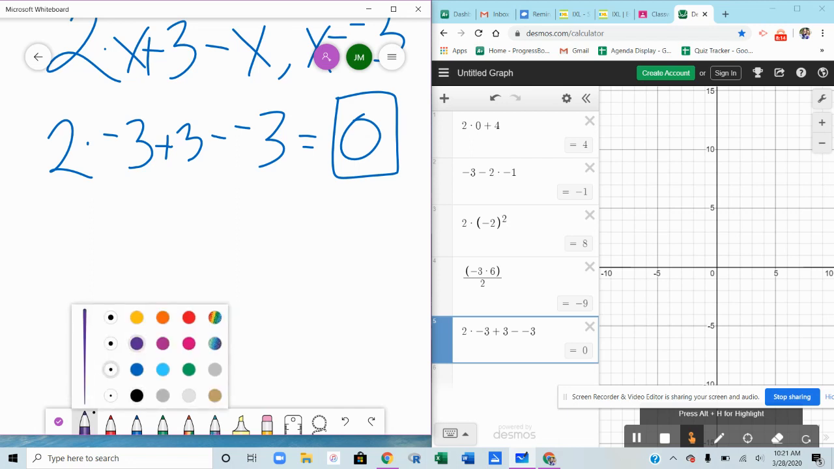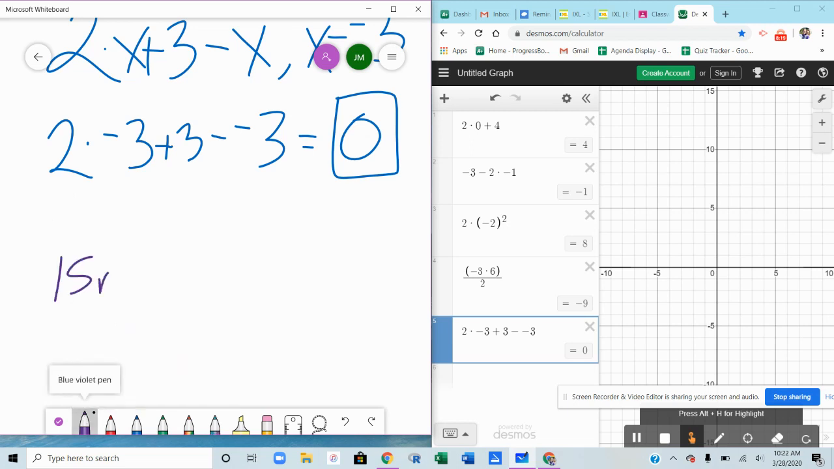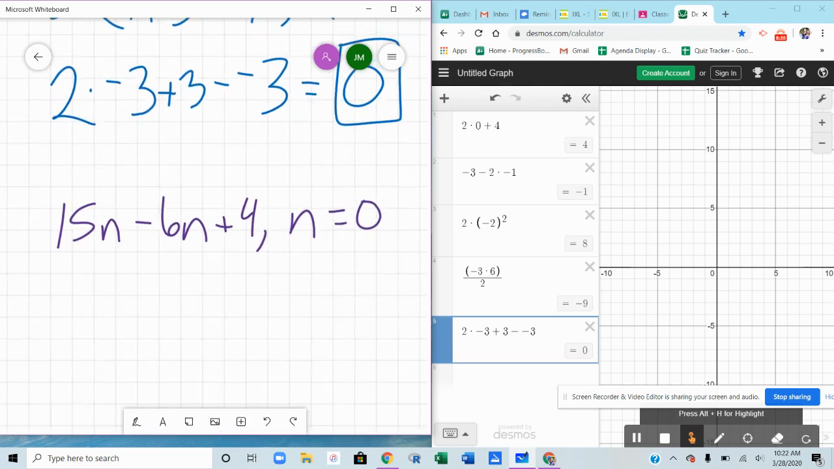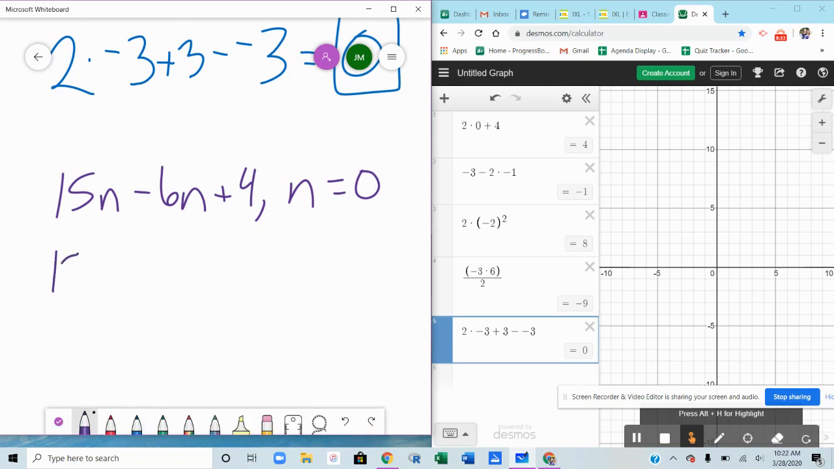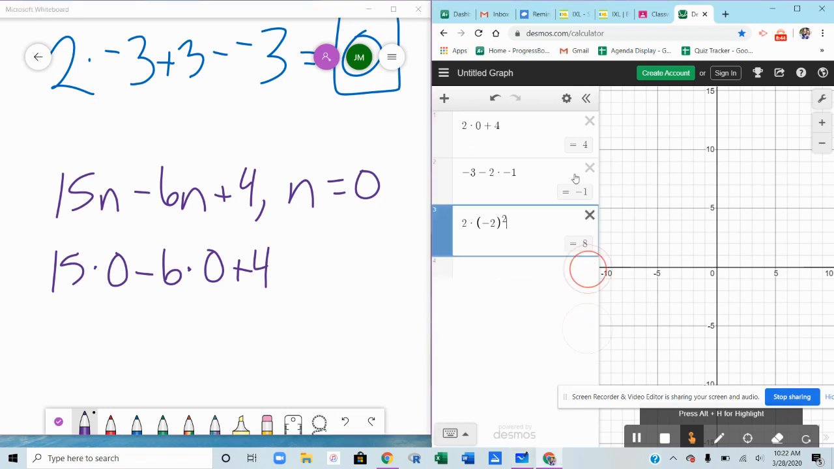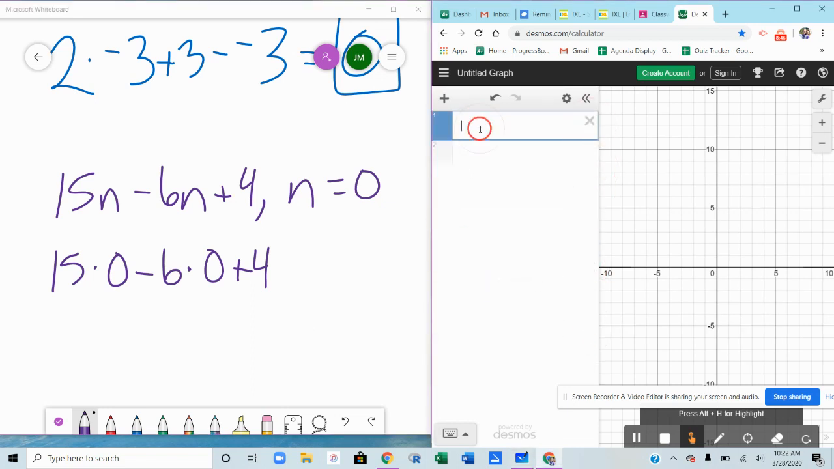Our next one, let's go, 15n minus 6n plus 4, and n equals 0. Okay, so hopefully you're starting to get the hang of this. You plug in your n value, so we've got 15, our imaginary times sign, 0, minus 6, our imaginary times sign, 0, plus 4. You can type it into Desmos or in your calculator. 15 times 0 minus 6 times 0 plus 4, and you get 4.